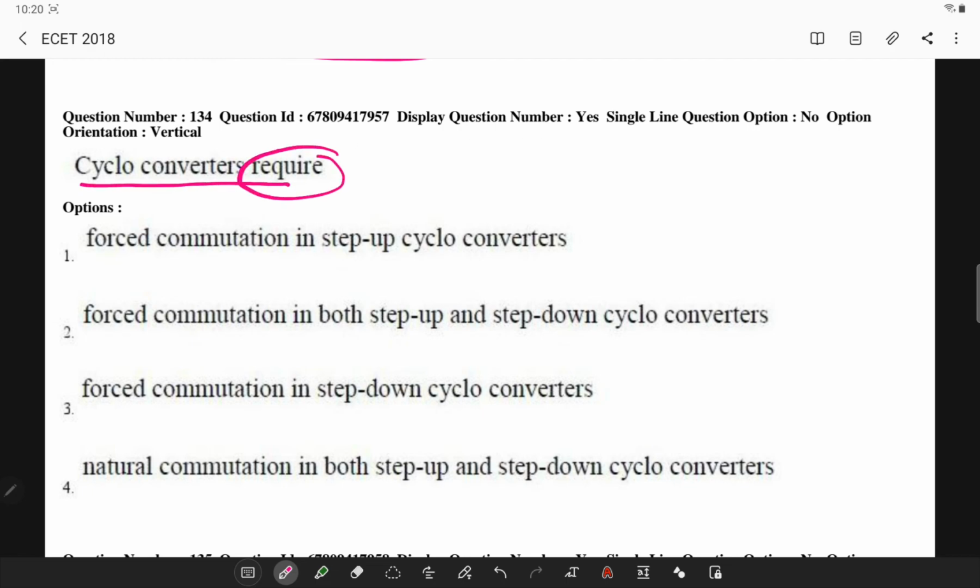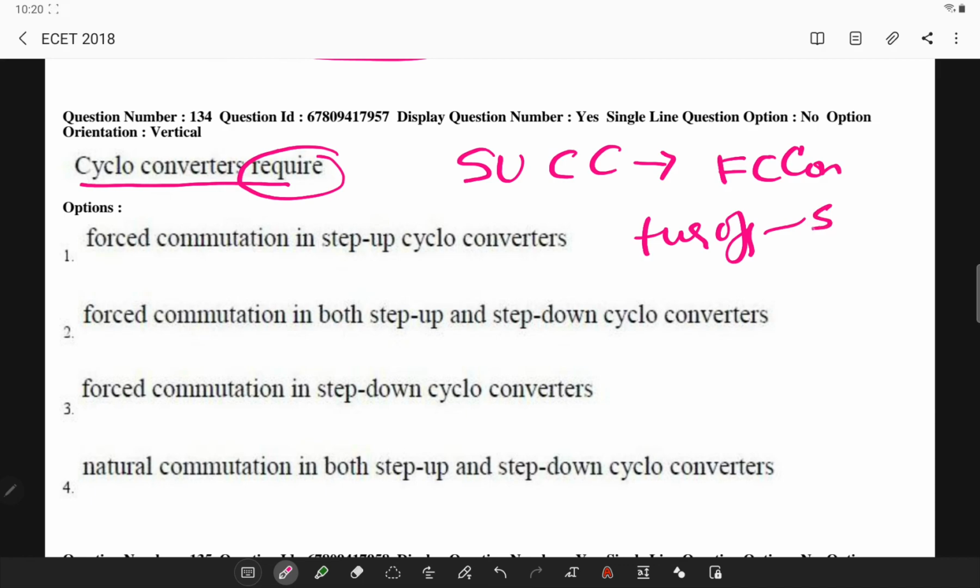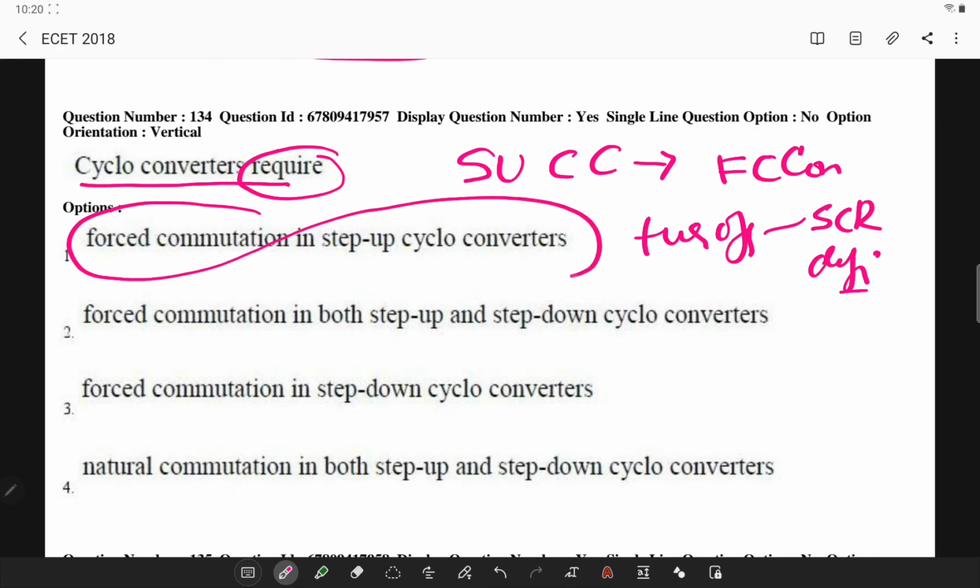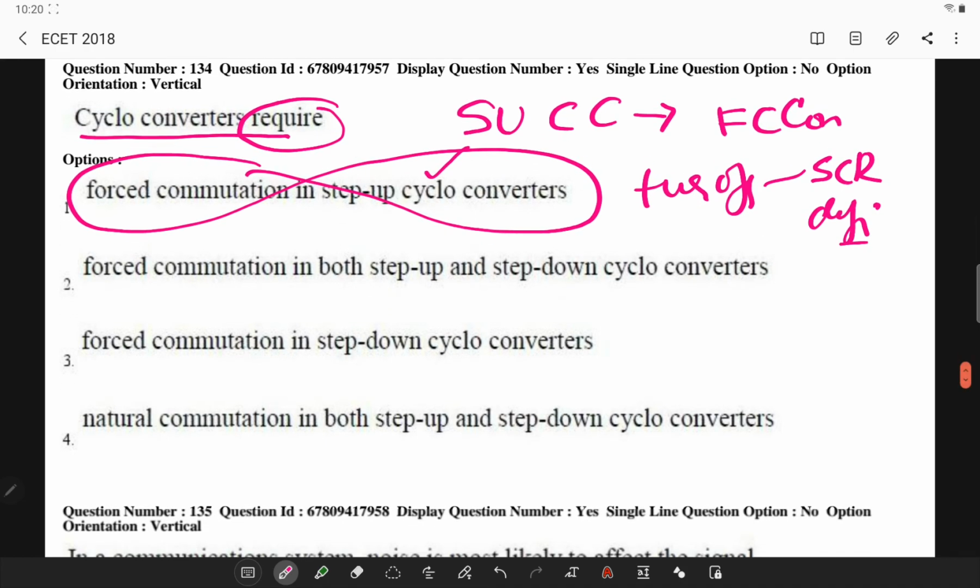Cycloconverters require, remember, in the case of a step-up cycloconverter, forced commutation to turn off SCRs at a desired frequency. So forced commutation is required in step-up cycloconverters. With this, all the questions related to 2018 for this particular industrial electronics topic are completed.